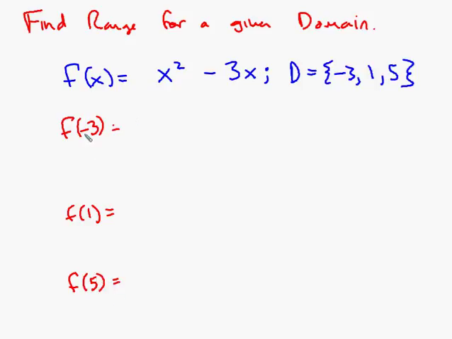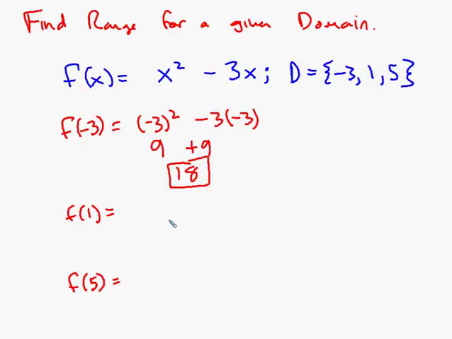So I replace x with what in the first one? Negative 3. And notice how I put it in parentheses. What's negative 3 squared? Not negative 9. Positive 9. And what's negative 3 times negative 3? Positive 9, right? So plus 9. 9 plus 9 is 18. Any questions how we get 18?